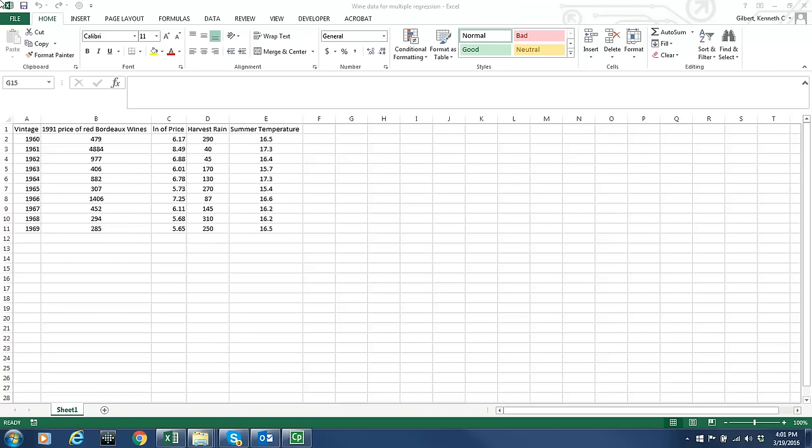And by good year or bad year, we're going to measure that by the price at which the wine sold later. So the data that we have shows a particular type of wine that was bottled in the years 1960 through 1969, so we've only got 9 data points, and it shows the price at which that wine sold in 1991. And that's going to be what we're trying to predict.